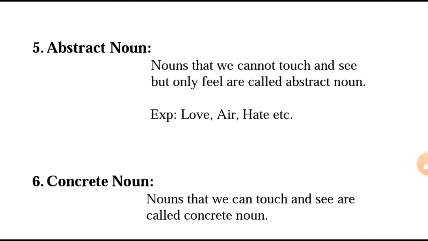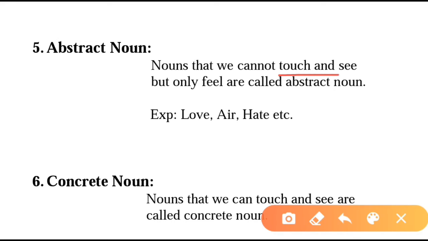So now you can see the definitions. Abstract nouns are those we cannot touch and see. These are the things you have to remember when you're talking about abstract nouns. It means you're talking about nouns that you cannot touch or see, but you can only feel. So they are called abstract nouns.